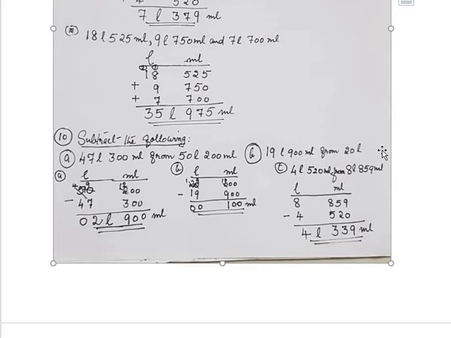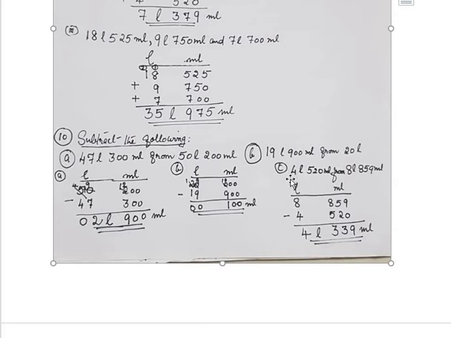Here no milliliter is given, but here milliliter is given. So if no number is given, we will write 0. So 20 liter 000 milliliter minus 19 liter 900 milliliter. 0 minus 0, 0, 0. And here 0, here 9. So we will borrow from 2, make it 0, 10. From this we will borrow here, make it 10, and this becomes 9, and this 2 becomes 1. 10 minus 9 equal to 1. 9 minus 9 equal to 0. 1 minus 1 equal to 0. So the answer is 100 milliliter.